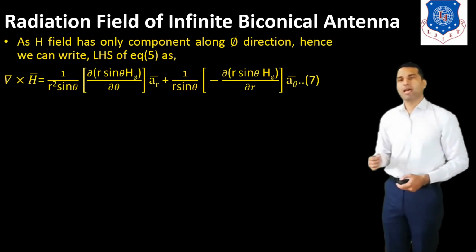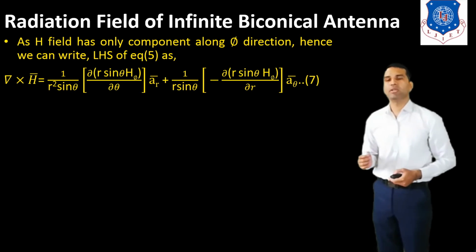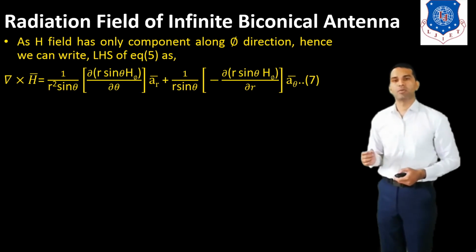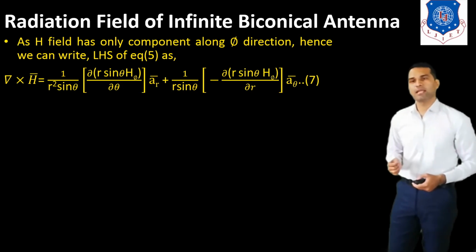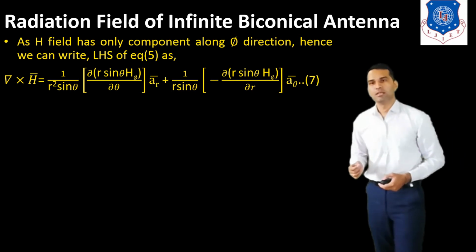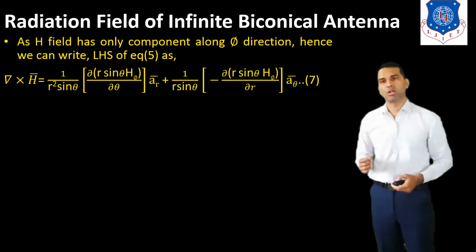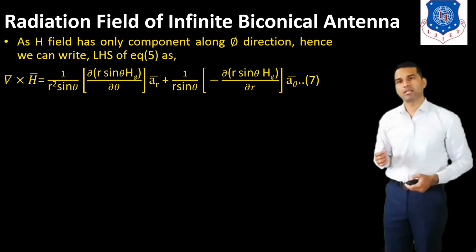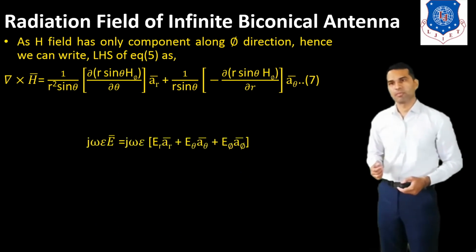As the H field has only a component along the phi direction, we can write the left hand side of equation number 5 as del cross H is equal to 1 upon r square sin theta del by del r sin theta H phi del theta a r plus 1 upon r sin theta minus del by del r sin theta H phi upon del r a theta.